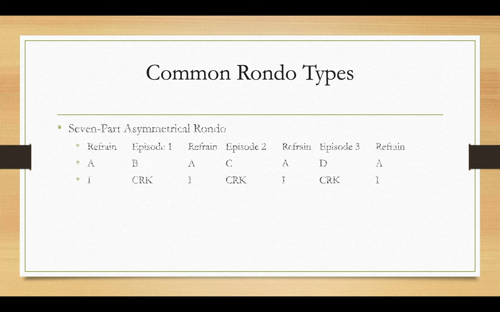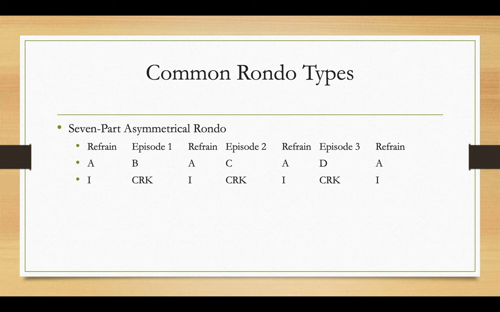Next up are some of our longer rondo forms. So first is the seven-part asymmetrical rondo. In this case, there are four refrains and three episodes. Notice that each of those three episodes is distinct from one another thematically, and oftentimes they will be in different keys. Now, again, they don't have to be, and they don't have to necessarily be in closely related keys. That's just what happens most of the time.